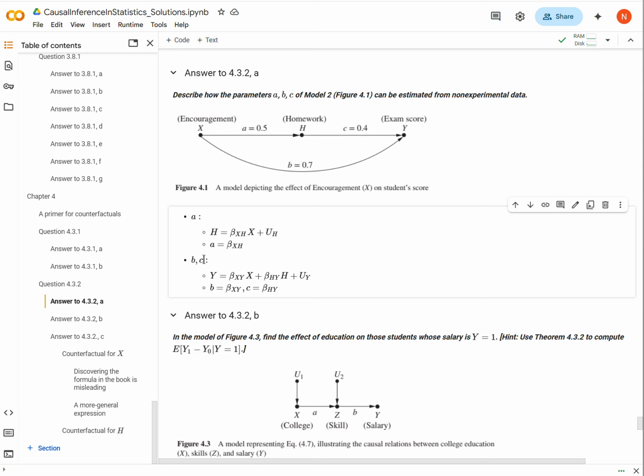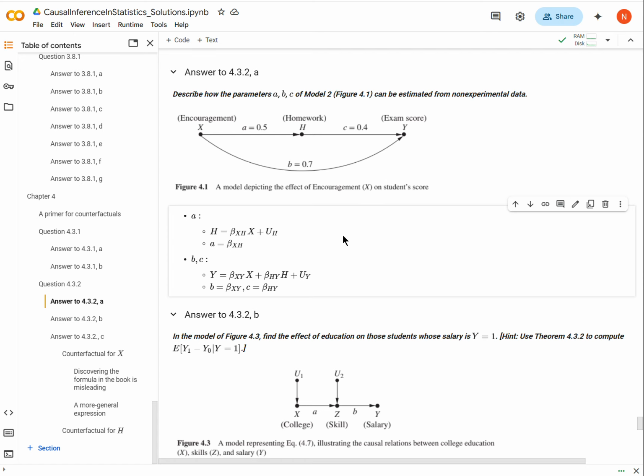So that's B. And notice that when we use this regression, we don't have to worry about the other path between X and Y that goes XHY, because by conditioning on H, we're blocking that secondary path.